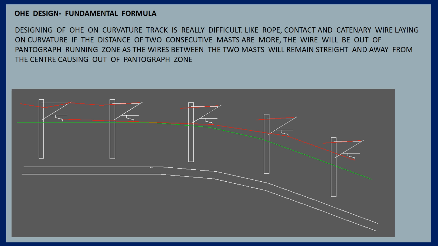So for this we have to reduce the distance between the masts, the span. Distance between the two masts is called span. We have to reduce the span so that the contact wire diversion takes place slowly and it remains in the pantograph running zone. But if the distance between the two masts is more, the pantograph will go out of the contact wire and the pantograph will break. So step by step I will discuss the formula related to it and how to design the OHE.